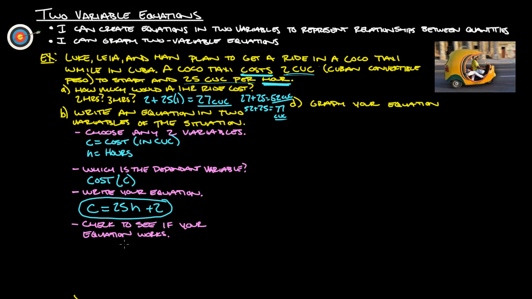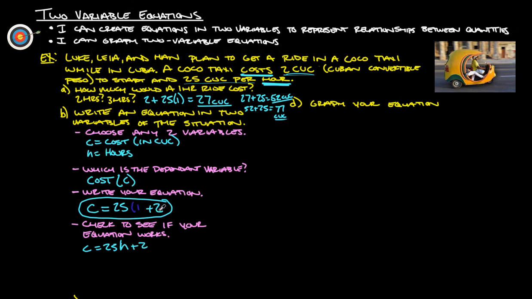Okay? Now, check to see if your equation works. So we should be able to take our equation here, C equals 25H plus 2, and then start plugging stuff in. So if we plug in 1, hopefully we get 27 out. So let's do that. I'm going to take out that H there and put in times 1.